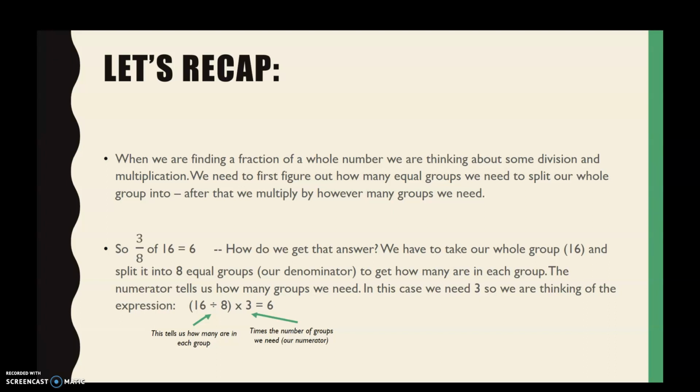So 3/8 of 16, that was that example we just saw, is 6. How do we get that answer? Well, we take our whole group, 16, and we split it into 8 equal groups because that was our denominator to get how many are in each group. The numerator tells us how many groups we need. In this case, we need 3, so we are thinking of the expression 16 divided by 8. That tells us how many are in each group, or what 1/8 of 16 is. And then we're multiplying by 3 because that's how many groups we're looking for. So we get to our answer of 6.